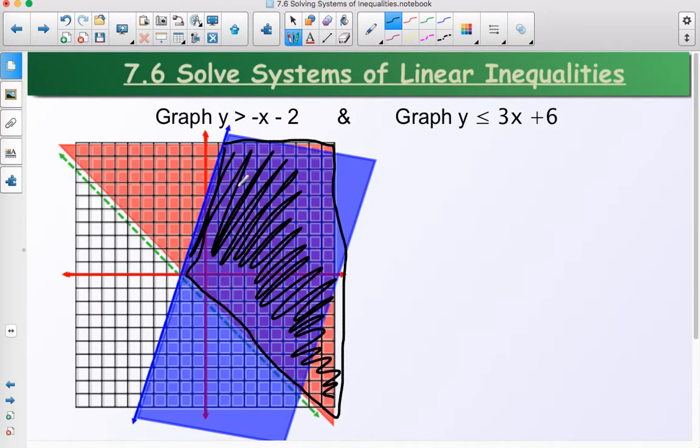This blue and this red is just there for this picture, but when you are graphing them on your own, what you do is you graph both boundary lines and then you only shade in the one that makes both of them true.